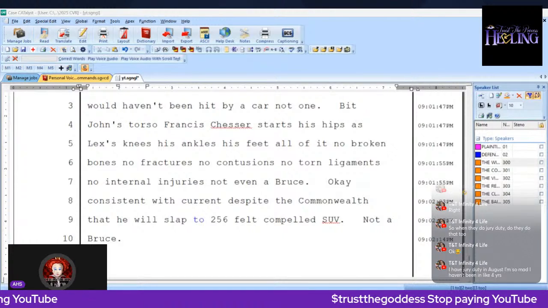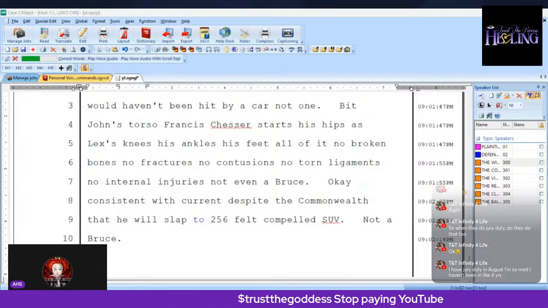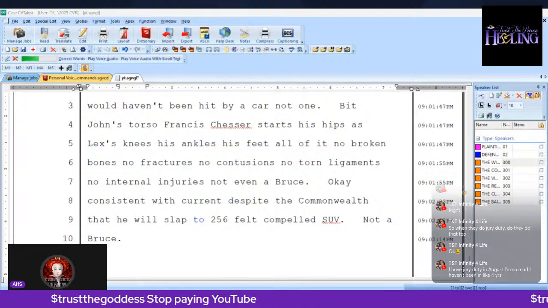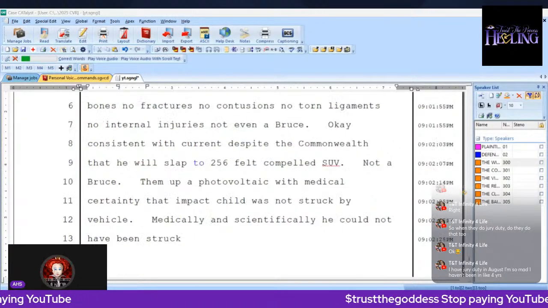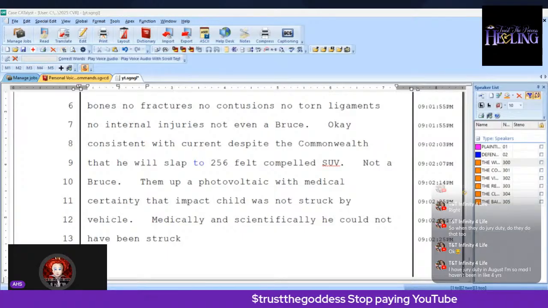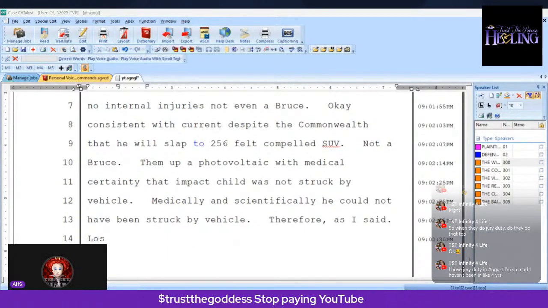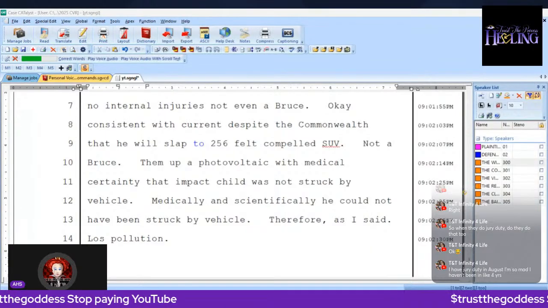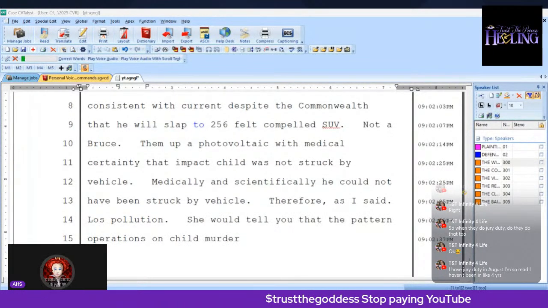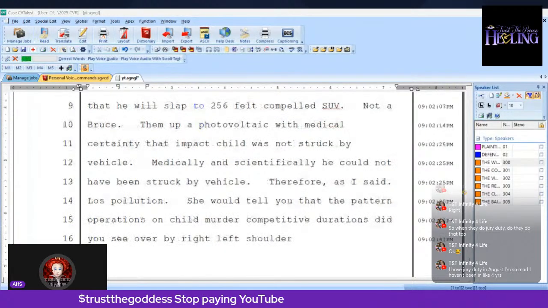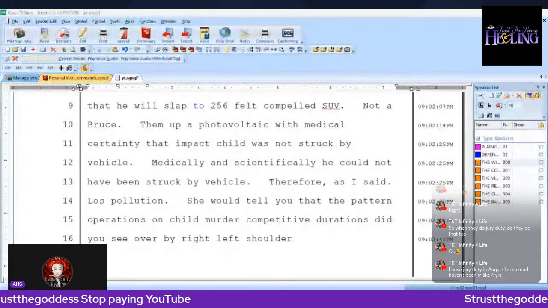Dr. Lobosada will tell you with medical certainty that, in fact, John was not struck by a vehicle. Medically and scientifically, he could not have been struck by a vehicle. Therefore, as I said, there was no collision. She will tell you that the patterned abrasions on John's right arm, the patterned abrasions you see over my left shoulder, they're not the result of being struck by a car or a taillight.